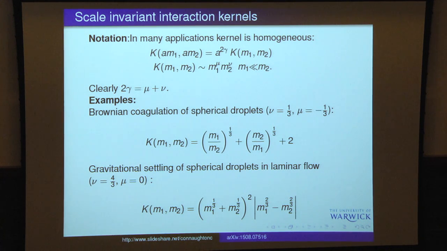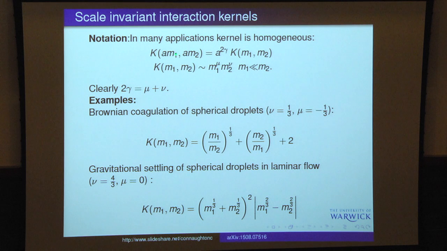Now, in many applications, this kernel, which gives the rate at which particles of different sizes merge with each other, is a homogeneous function. I want to introduce a little bit of notation here. If you haven't already fallen asleep, try to wake up just for a moment, because what these exponents are is going to matter for most of the rest of the talk. If you get lost here, you won't really know what I'm on about for quite a bit of the rest of the time.